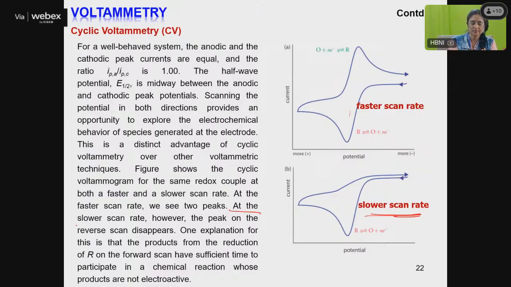So at the slower scan rate, the peak on the reverse scan may disappear. One explanation for this is that the products from the reduction of R on the forward scan have sufficient time to participate in a chemical reaction, and the products are not electroactive. So by doing this too, you can know various properties of your product.